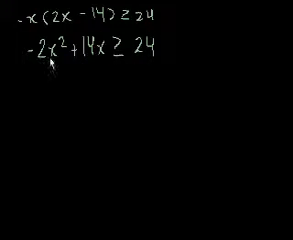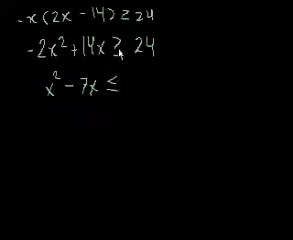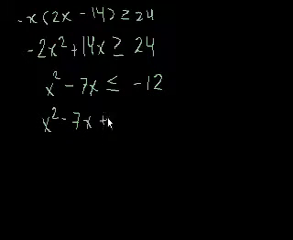I don't like any coefficient in front of my x squared term, so let's divide both sides of this equation by negative 2. So we get x squared minus 7x. And remember, when you divide by a negative number, you switch the direction of the inequality. So we went from greater than or equal to less than or equal to. And then 24 divided by negative 2 is minus 12. Now we can bring this minus 12 onto the left-hand side and add 12 to both sides. We get x squared minus 7x plus 12 is less than or equal to 0.